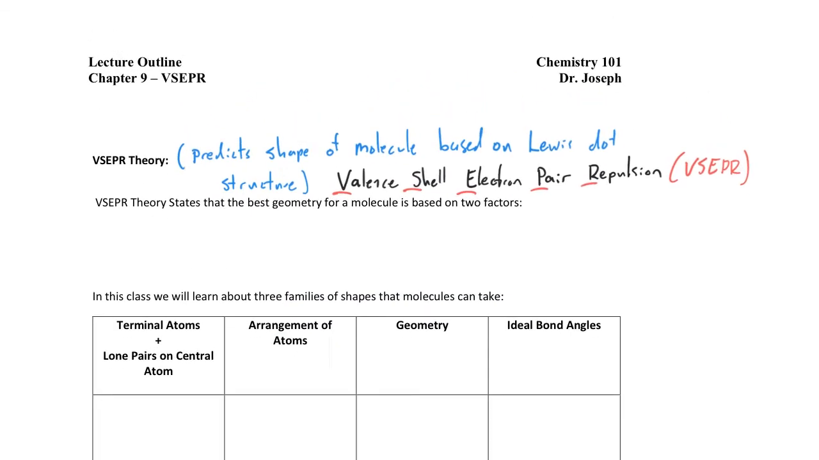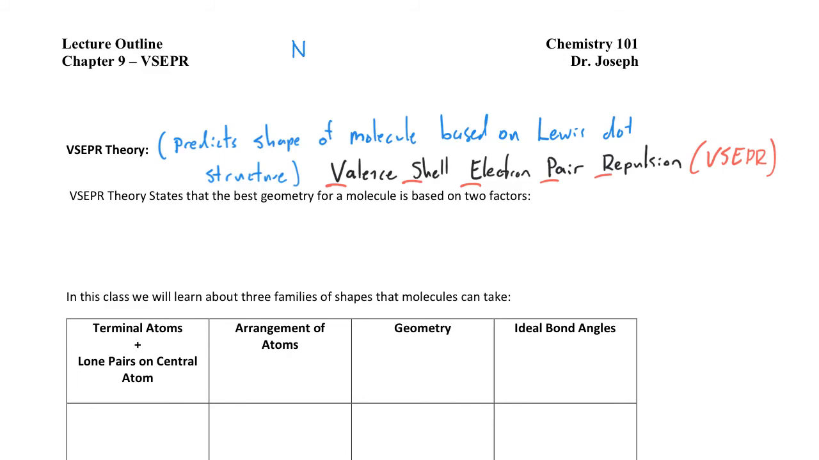So this is what VSEPR theory does. It thinks about a molecule as consisting really of two main parts. So let's look at an example. Let's go back to ammonia, which is NH3. This is the Lewis dot structure we will get for ammonia when we draw it out. And what VSEPR theory does is it looks at this, trying to predict the shape of ammonia based on this Lewis structure. And it does so by thinking about this as two parts. We have nitrogen in the middle, so we'll call that the central atom. And then attached to that central atom, we have terminal atoms, the hydrogen atoms. So we have central atoms and we have terminal atoms within molecules.